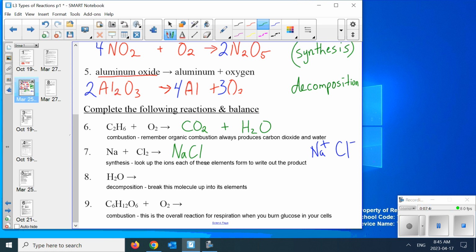So, definitely includes hydrogen and oxygen. So, we're going to just write down H2 plus O2. Leaving space because you got to balance it.